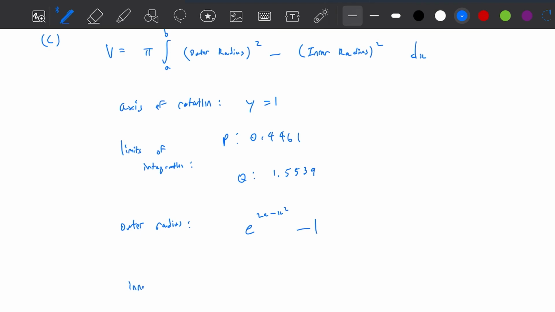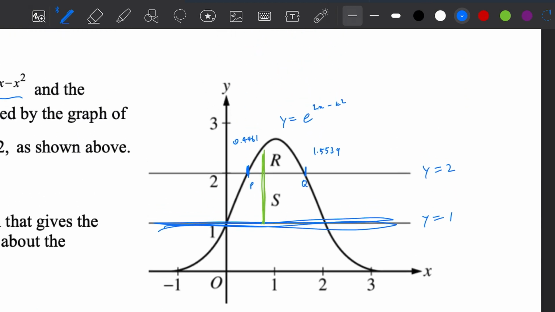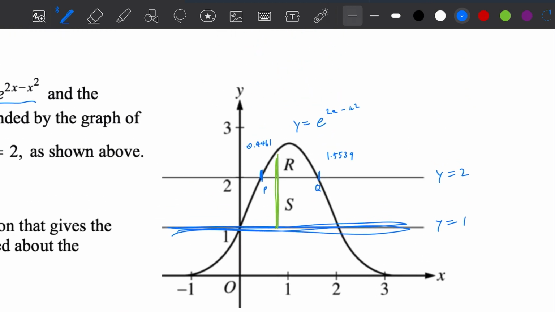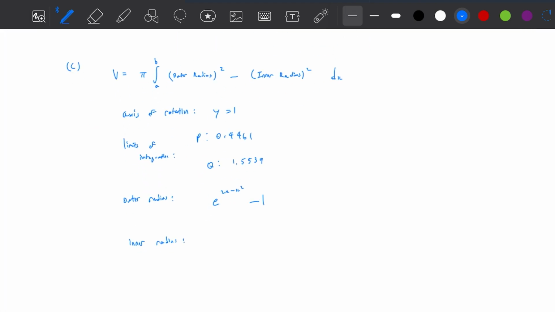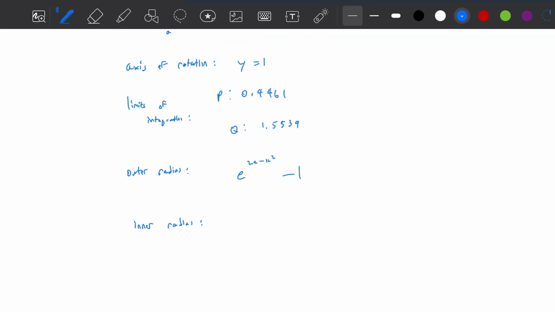And for the inner radius, this is the distance from the axis of rotation to the innermost boundary, the bottom line of R, which is y equals 2. I'll use purple for that, which would be right there. Since this is also a distance, we would have bottom line minus the axis, which would be 2 minus 1. So the inner radius would be 1.